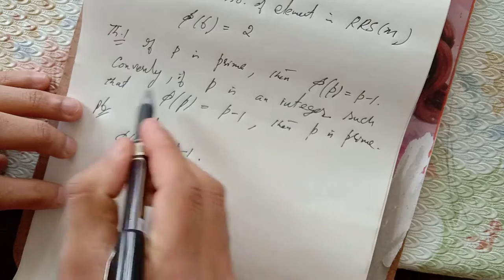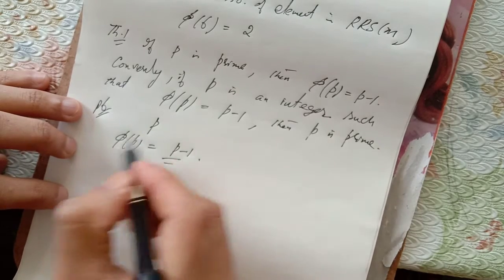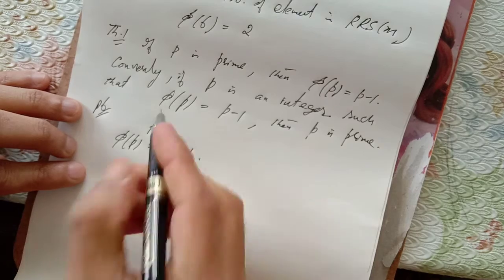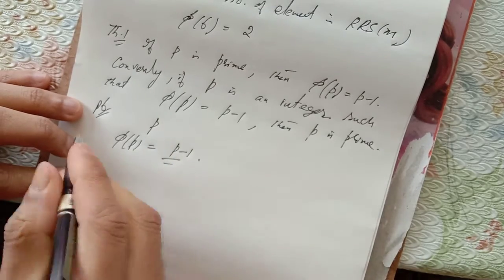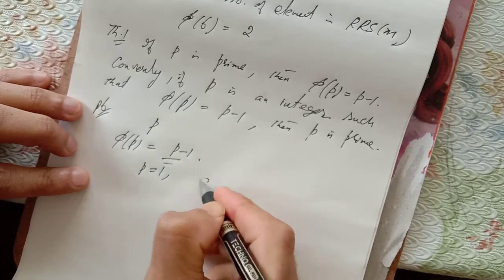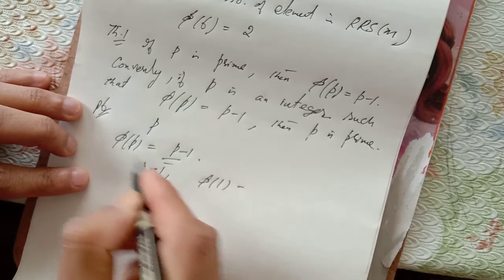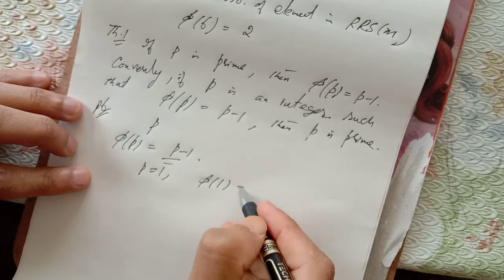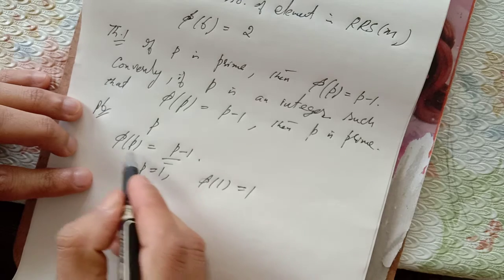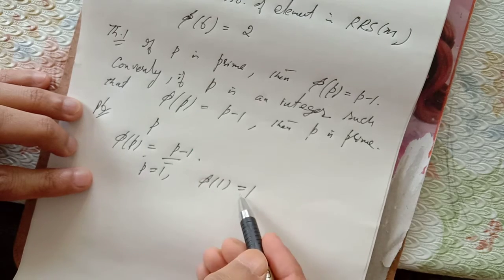Now again, for the converse part, suppose now phi of p is equal to p minus 1, then p must be prime, because if p is 1, phi of 1 is 1, so it cannot be equal to p minus 1.